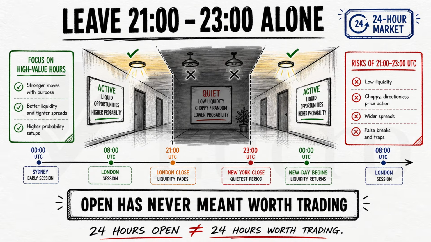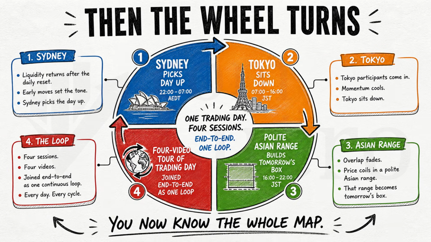So here's the simplest rule in this entire chapter: leave that window alone. Roughly 21 to 2300 UTC, the market is a hallway with the lights half off. The market runs 24 hours. We spent a whole video on that. But 24 hours open has never meant 24 hours worth trading. This is the emptiest corner of the clock, and nothing you do in it will be cheap. After that, the wheel simply turns.